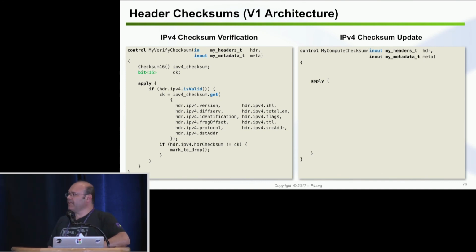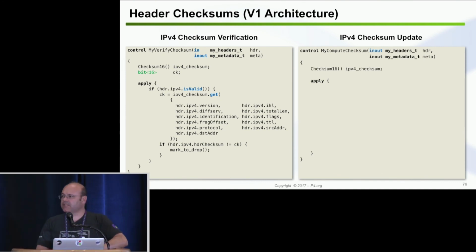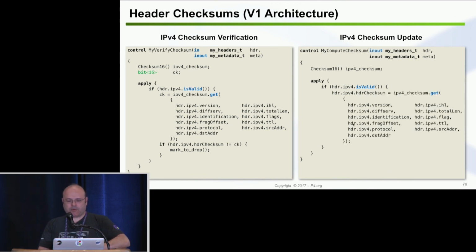If you want to update the checksum, again, there is a special control, and you again instantiate the checksum16 extern, and then if you have the IPv4 header in there, you go calculate the checksum over all the fields that you need to calculate it over and put it right into the IPv4 header checksum field, and that's how you update the checksum.